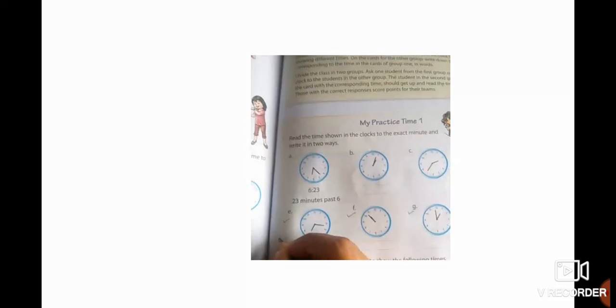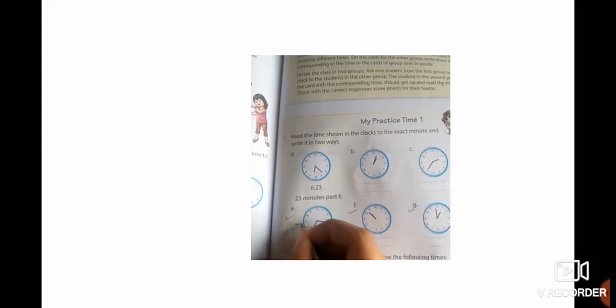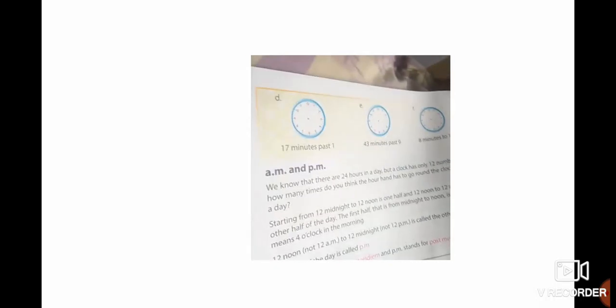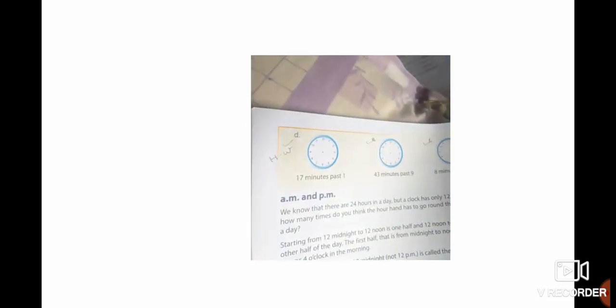But E, F, G and H will be homework. You are going to solve these 4 examples as homework. For question number 2, A, B, C we are going to solve here, and D, E, F will be homework. So D, E, F from question number 2 you are going to solve as homework today in your textbook.